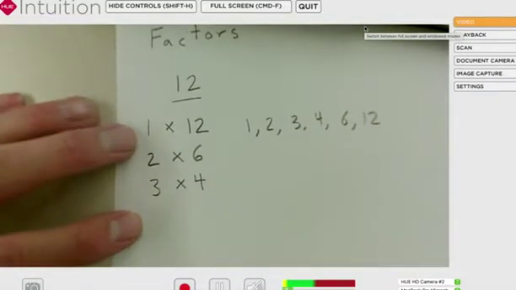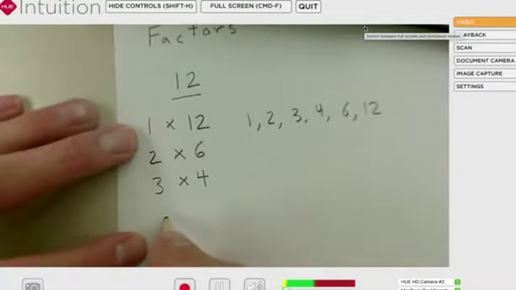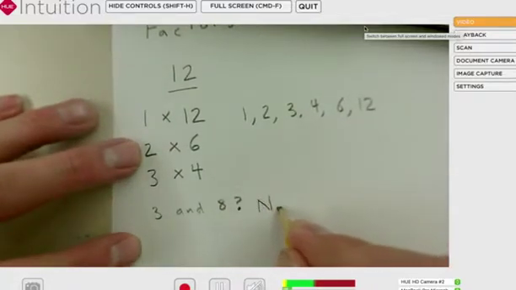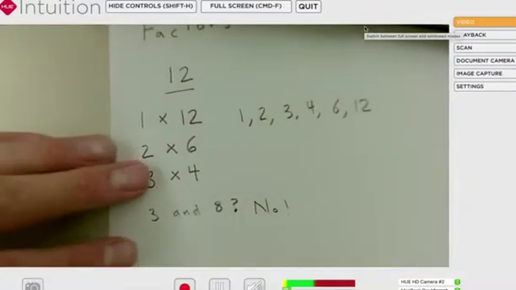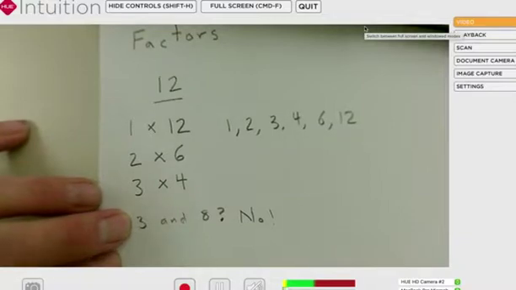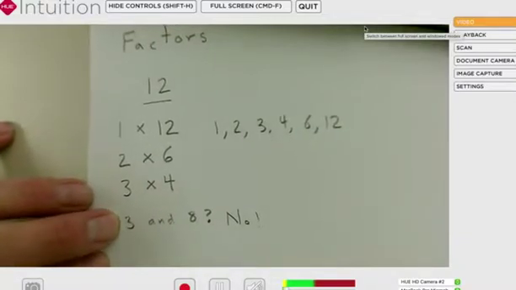So on the upcoming assessment, you might see something like, are 3 and 8 factors of 12? No, they're not. 3 times 8 does not give you 12. So they might ask you which ones are factors, and which ones are not factors. So you could be asked either question, okay?